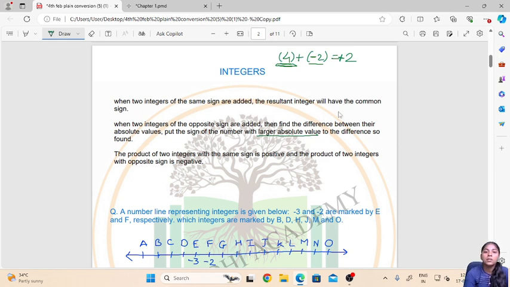Then another example is -6 plus 2. So here what will happen? First we have to do the subtraction of the values, so the difference will be 4, and then we put the sign of the number with greater absolute value. So it will be -4.